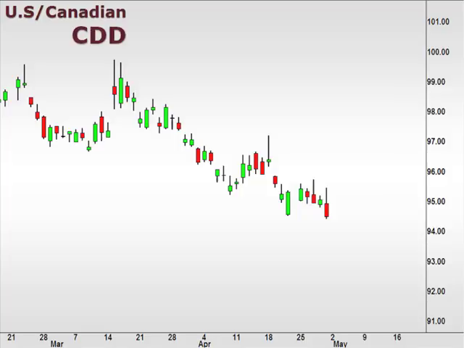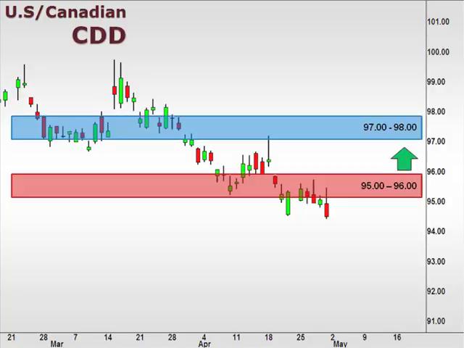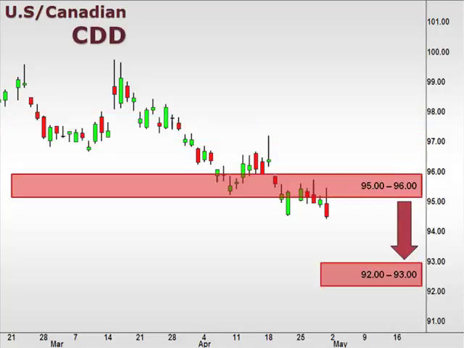Next up, the CDD, the U.S. versus the Canadian dollar. Well, the CDD failed to hold above 95. However, a reversal and subsequent break this week above the 96 level opens the window for a test of 97. However, failure to reverse back above the 95-96 focal zone lends credibility to a continuation towards the 92-93 box.